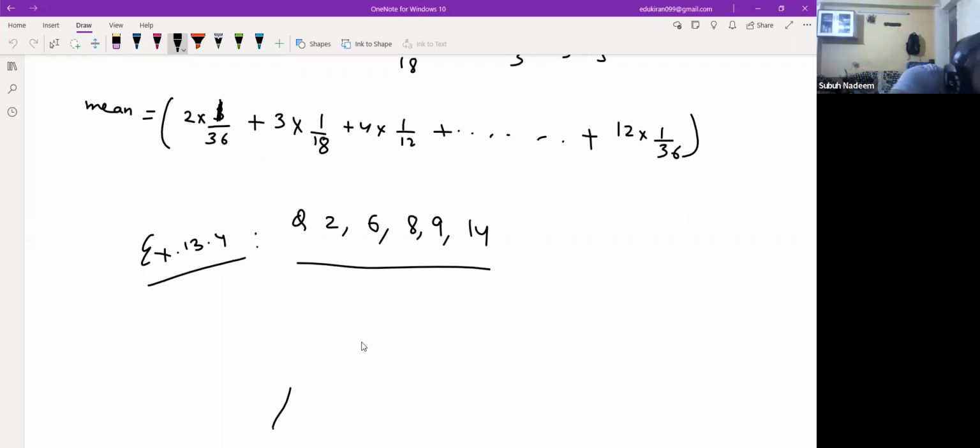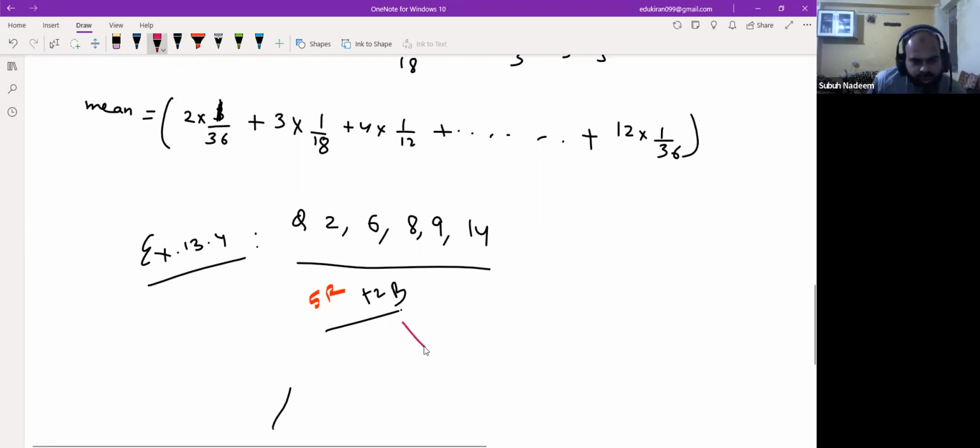It says that an urn contains 5 red and 2 black balls. So there are 5 red and 2 black balls, right? 2 balls are randomly drawn. Let X represent the number of black balls.